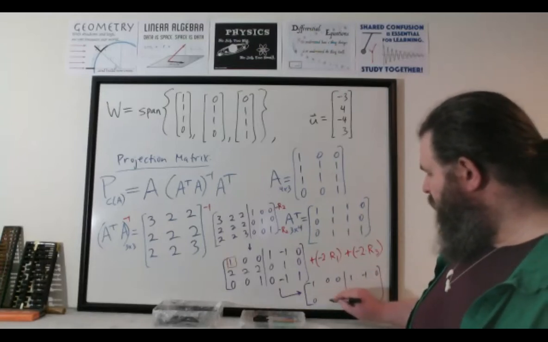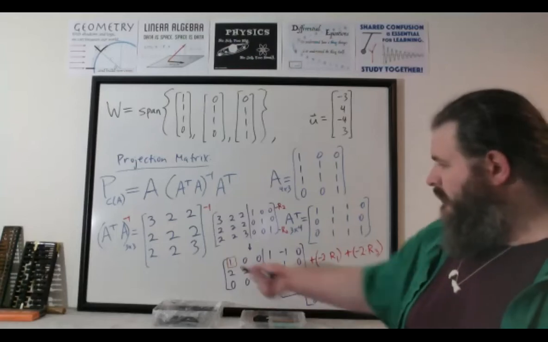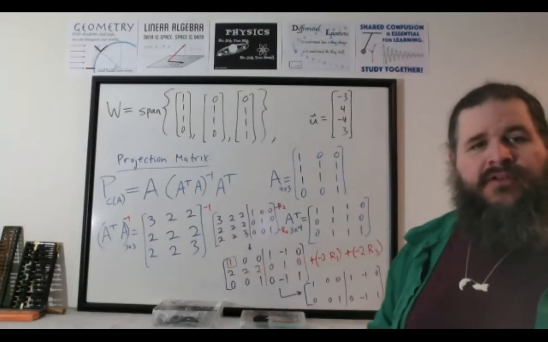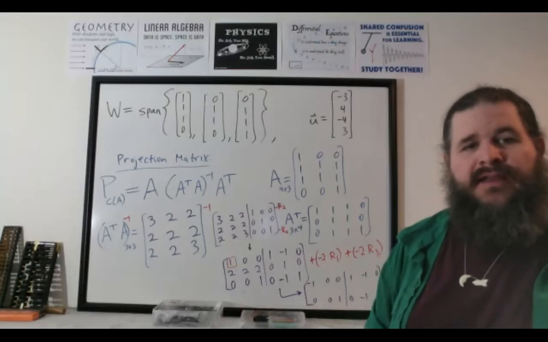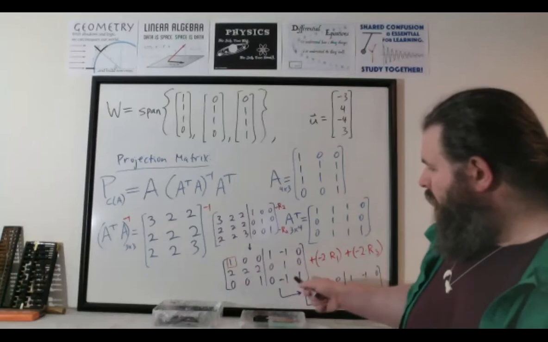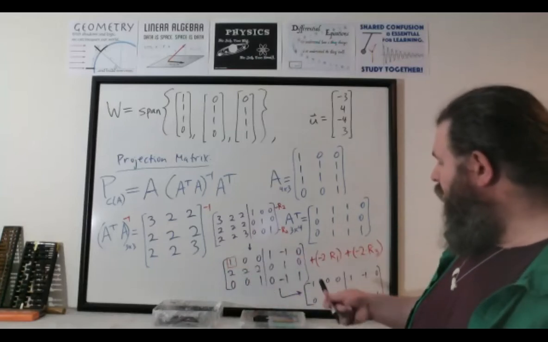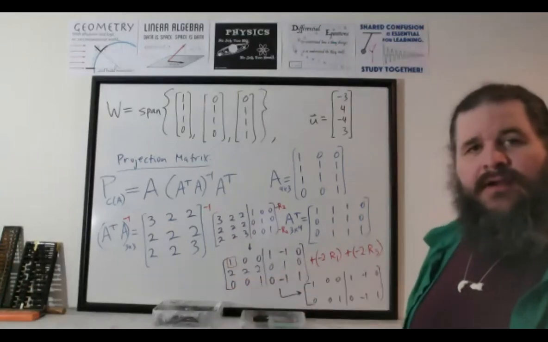Third row not changing. In fact, the first and third rows are done. We don't need to make any further modifications to the first and third rows because those already look like the corresponding rows of the identity matrix. The middle row, though, we're taking the middle row and adding -2 times the entire first row and adding -2 times the entire third row.